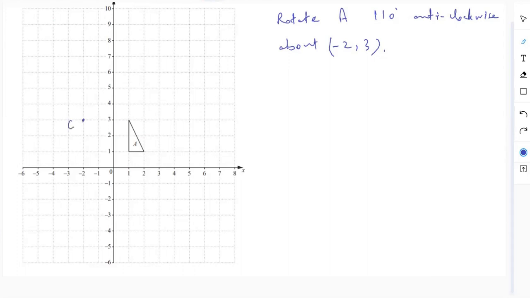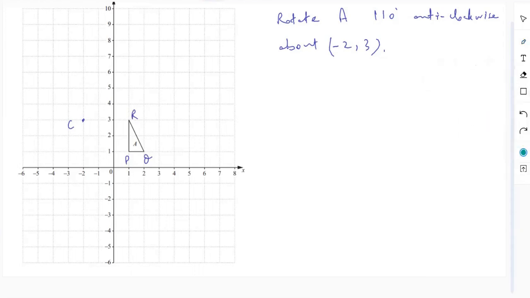इस point के about आपको इसको rotate करना है figure को 110 degrees anti-clockwise. What do you do for this? Again, you mark the corresponding points. This is P, this is Q, this is R. P, आपने करना क्या है? आपने line बना देनी है.